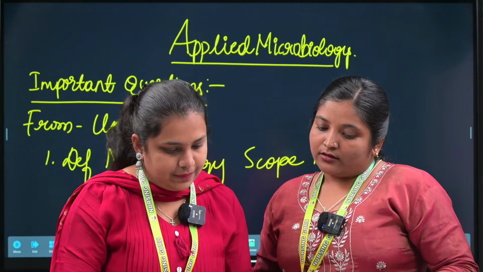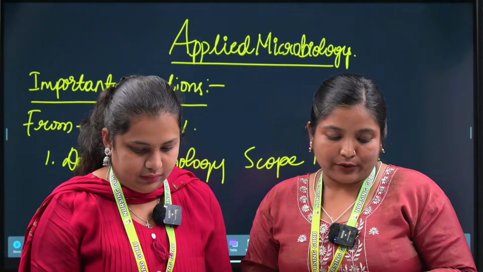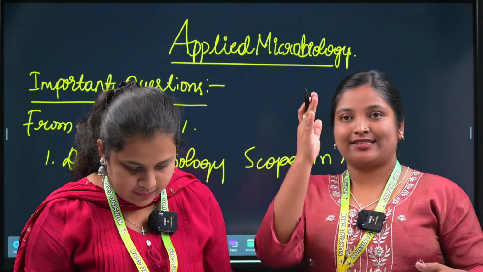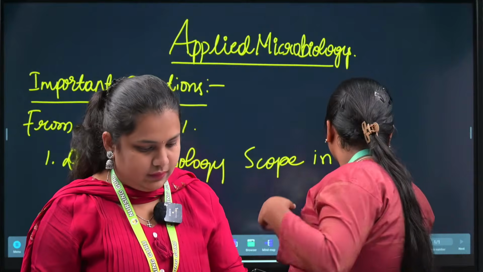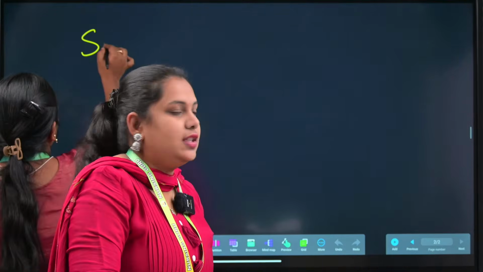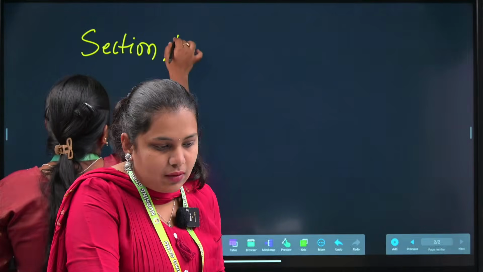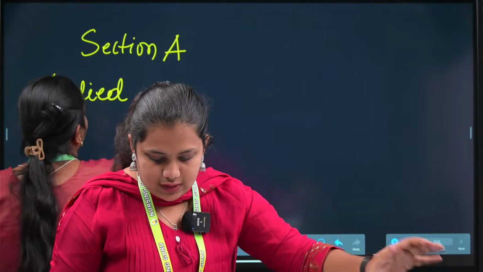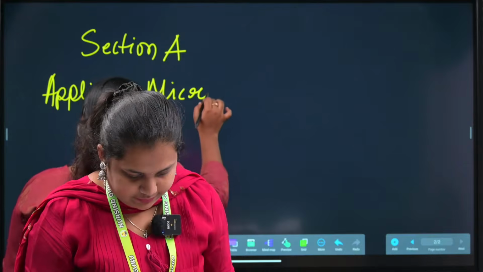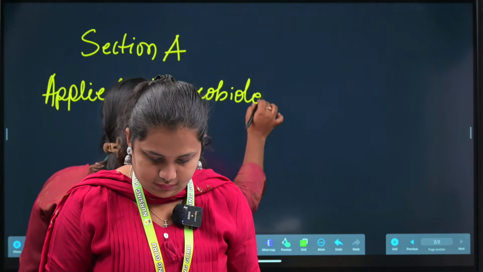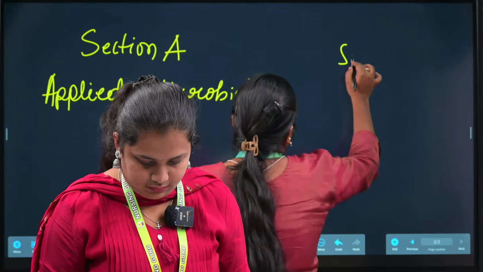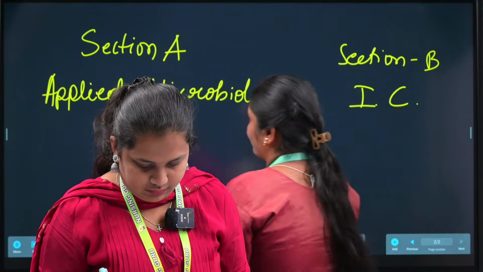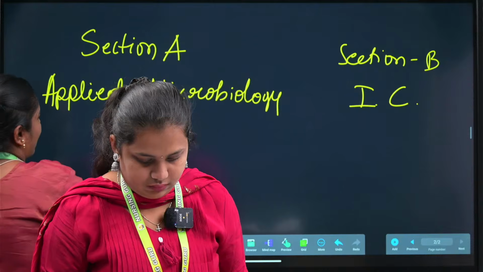Next, we have only 4 units in applied microbiology, section A, and section B. In section A, we have applied microbiology. In section B, obviously we will get infection control. So now we will start with the infection control part. Section A, microbiology. Section B is infection control. In section A we have only 4 units.